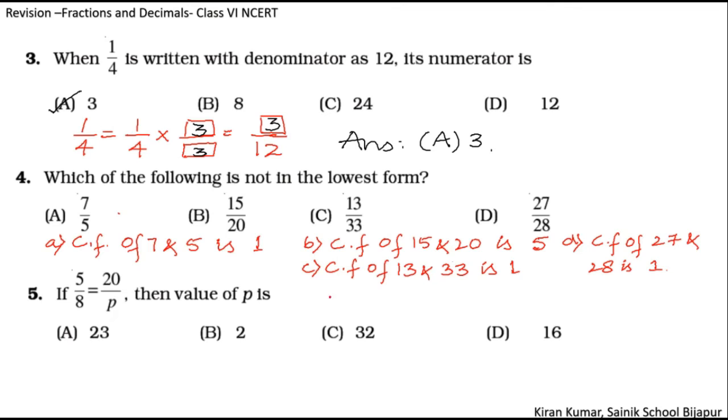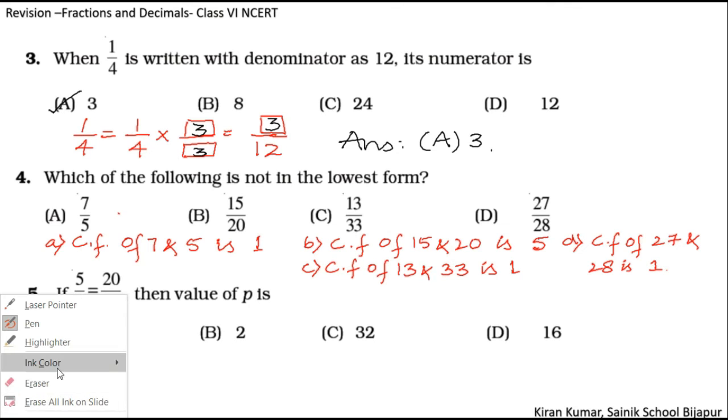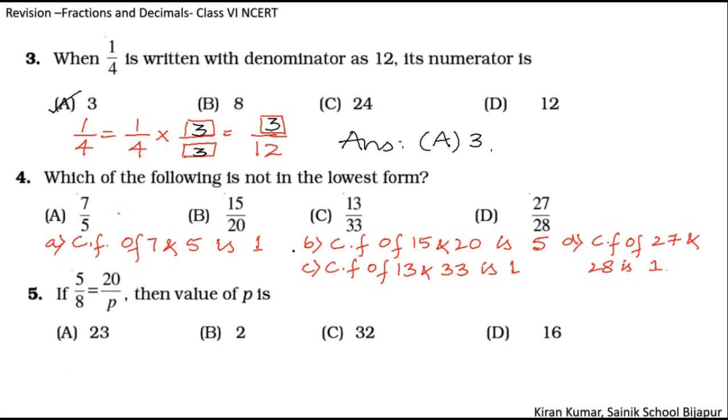So when we have a common factor other than 1, that means it is not in the lowest form. So the answer is option B, 15 upon 20. It is not in the lowest form.